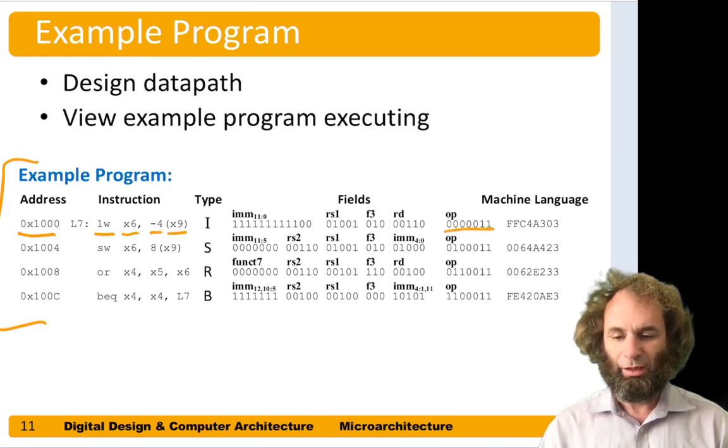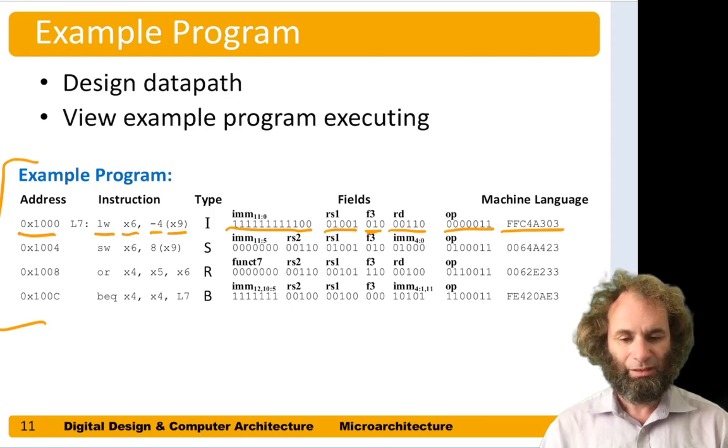So this is the op for the load word. Its source is R9. The immediate is -4. The destination register is R6. And F3 together with the op determined that it was a load word. And the machine language value for this load word was FFC4A303.